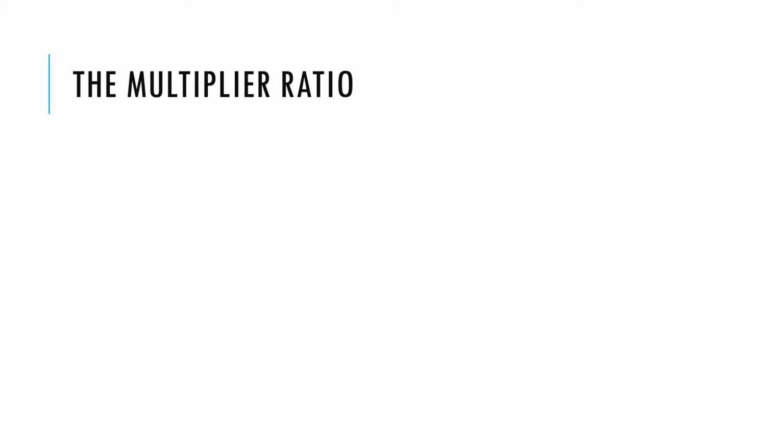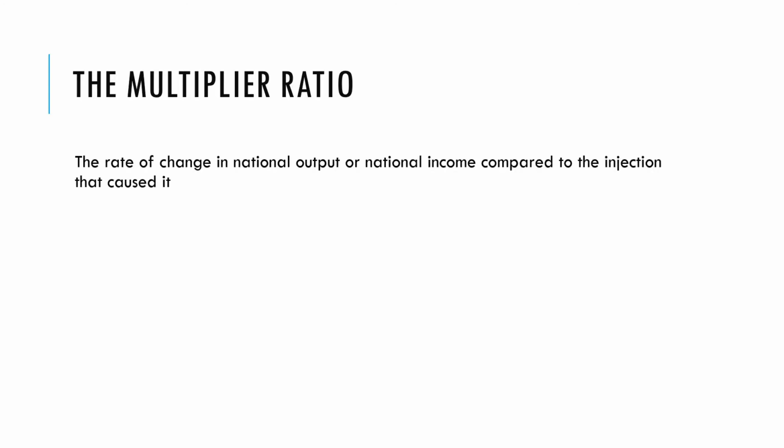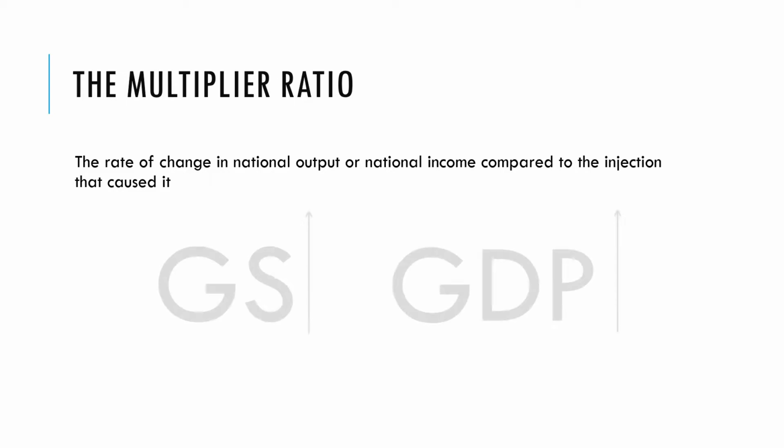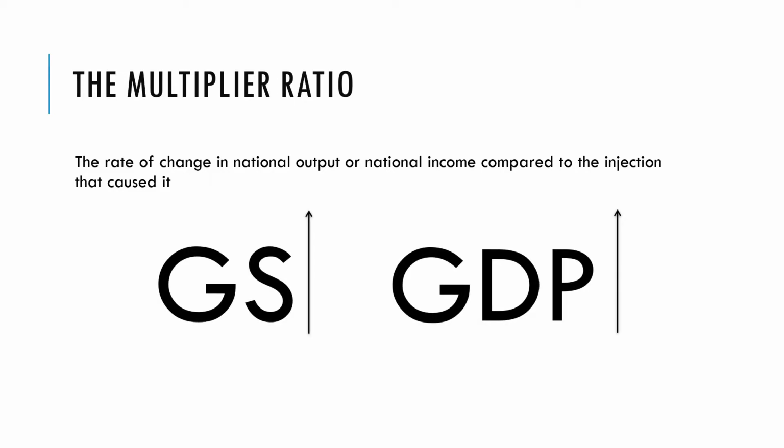And the extent to which that happens is determined by the multiplier ratio. So the multiplier ratio is the rate of change in national output or national income compared to the injection that caused it. So what we're saying is if there's an increase in government spending, how much would be the final increase in GDP? So if we take the injection into the circular flow and times it by the multiplier ratio, we would get the final change in GDP.